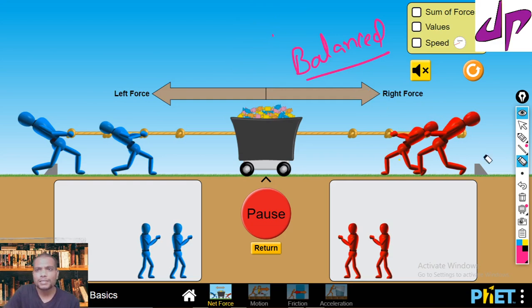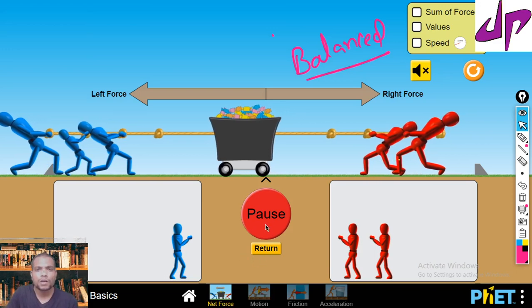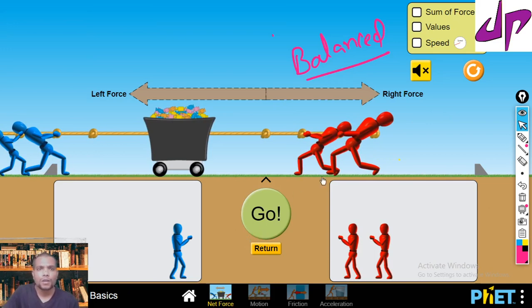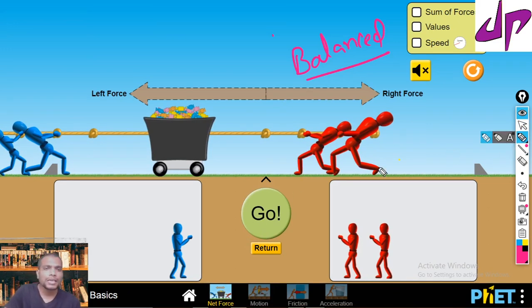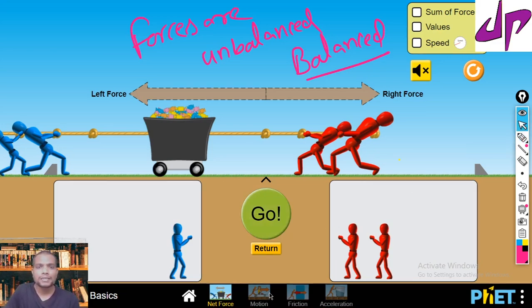Now, if I take one extra person to the blue side, you can see the cart is moving towards the left side. Now why is it moving? Here the forces are unbalanced. If the forces are unbalanced, then only the object moves. So that's what Newton's law said.